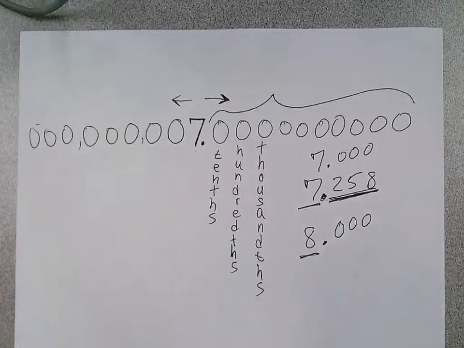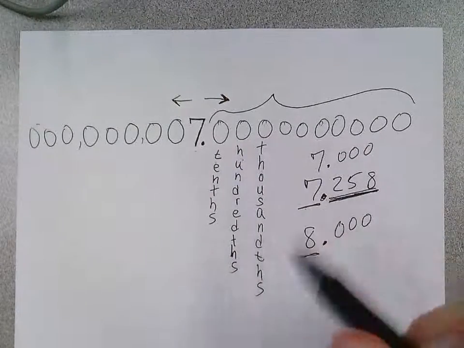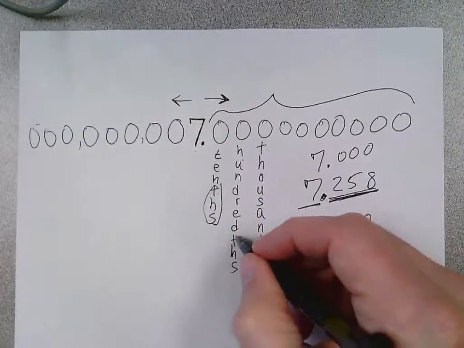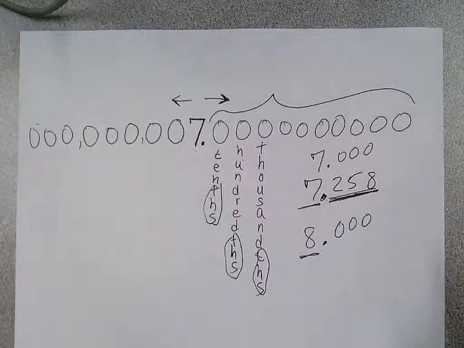So once again, we have tenths, hundredths, and thousandths. The THS on the end of those. Tenths, hundredths, and thousandths.